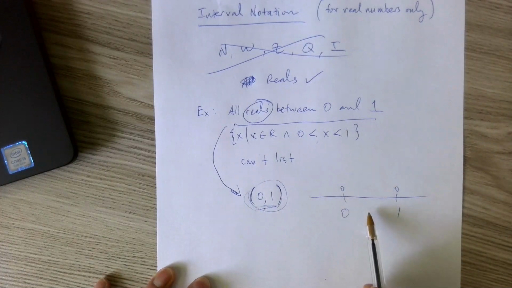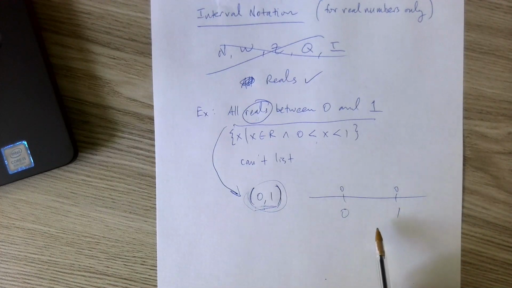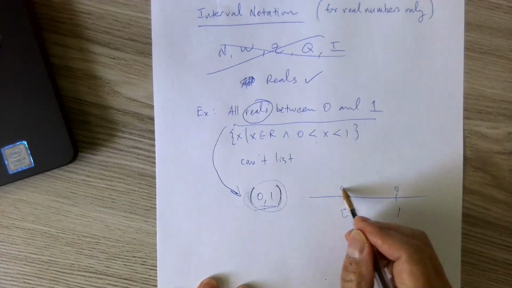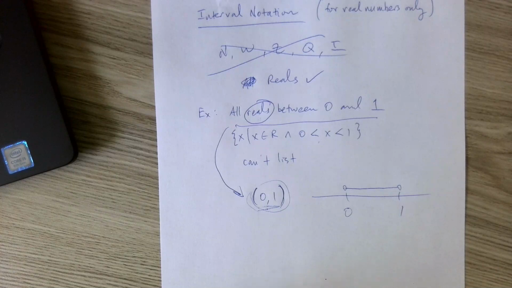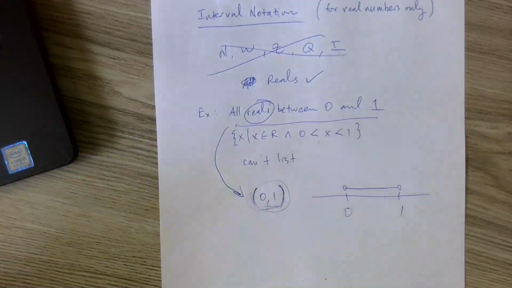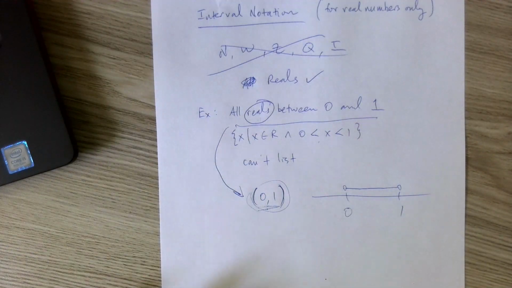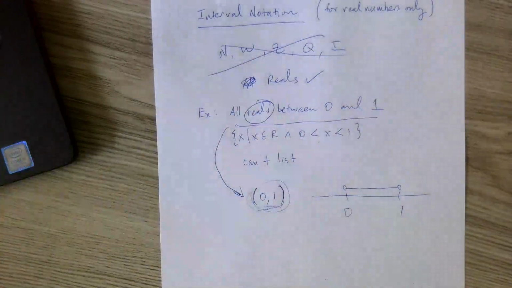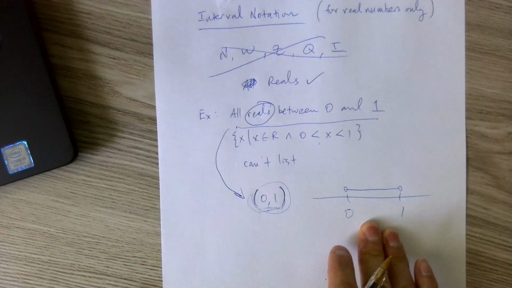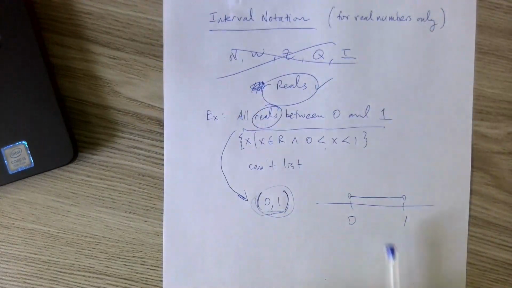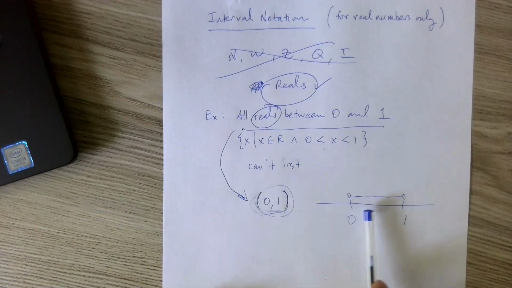That makes the graph easy to do also. Since we're including every value between 0 and 1, then all we have to do is draw a line from open circle to open circle to say, I'm including every single number between 0 and 1, natural, whole, integer, rational, or irrational, all reals. And since everybody understands this kind of graph and this kind of notation is only used for reals, there is no debate about what this means.